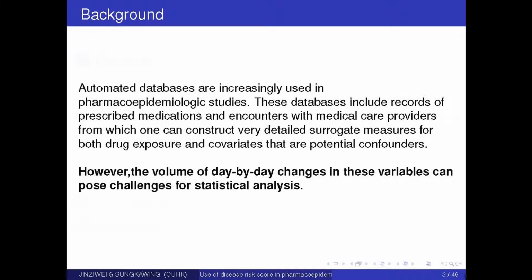Nowadays, automated databases are increasingly used in pharmacoepidemiologic studies. These databases include records of prescribed medications and encounters with medical care providers from which one can construct very detailed surrogate measures for both drug exposure and covariates that are potential confounders. Often it is possible to track day-by-day changes in these variables. However, while this information is often critical for study success, its volume can pose challenges for statistical analysis.